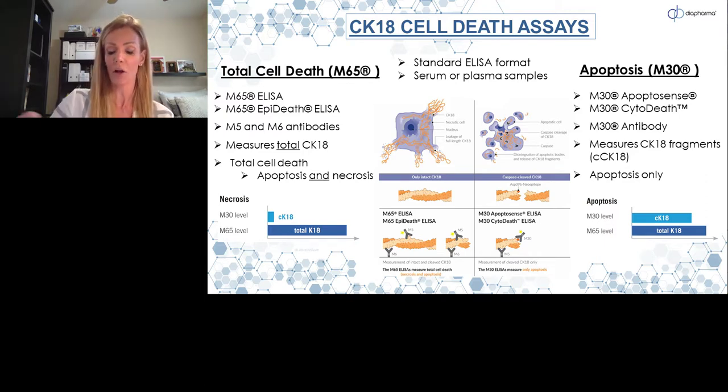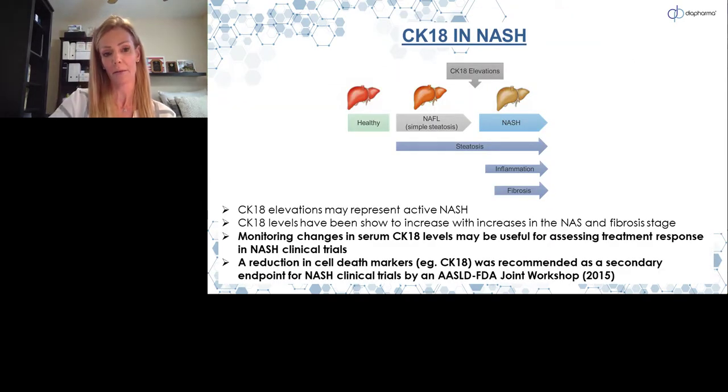The two kits can also be used in combination to discriminate between the two cell death modes. If the M65 level in a sample is much higher than the M30 level, which is shown on the left, it indicates that the primary cell death mode is necrosis. However, if the ratio of the two is closer to 1, shown on the right, it is an indication that apoptosis is the predominant cell death mode.